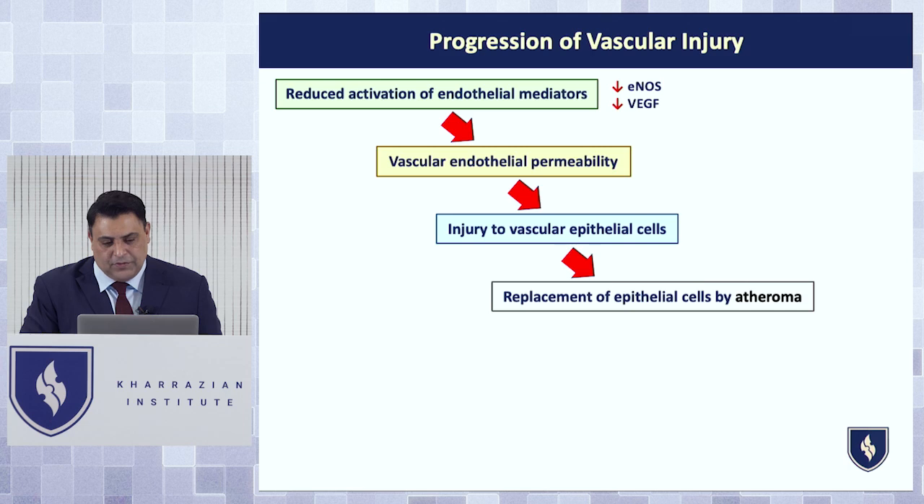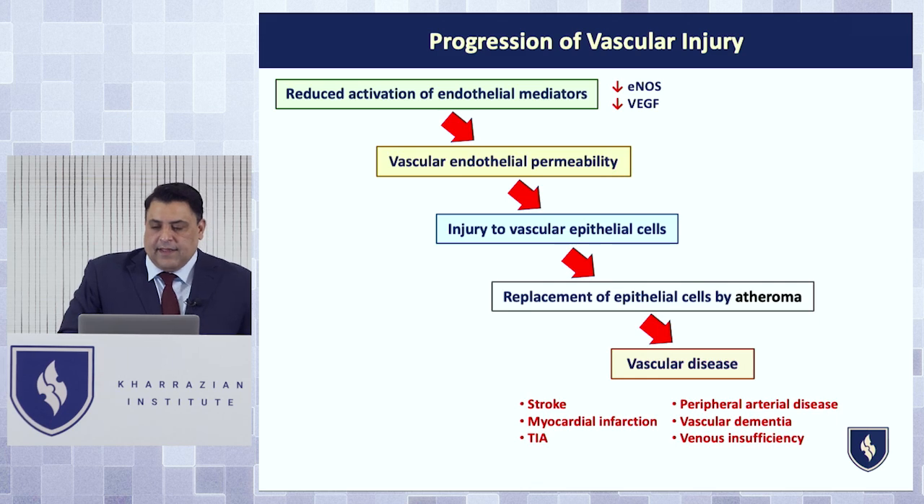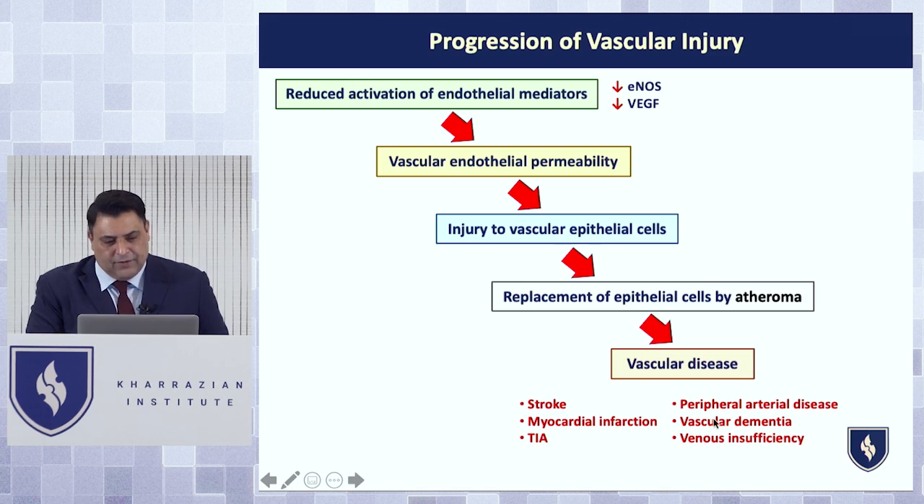Then over time, as we lose our endothelial cells and get more into atheroma, we get a feed-forward cycle. We get vascular diseases. And then things like stroke and heart attacks and TIAs and venous insufficiencies and vascular dementias and peripheral arterial diseases come up. So there's this cascade downward that we want to look at. And we really need to find these things in the really early stages with endothelial mediator dysfunction before they get down here, because once they get down here, there's some significant injury to these endothelial cells themselves.